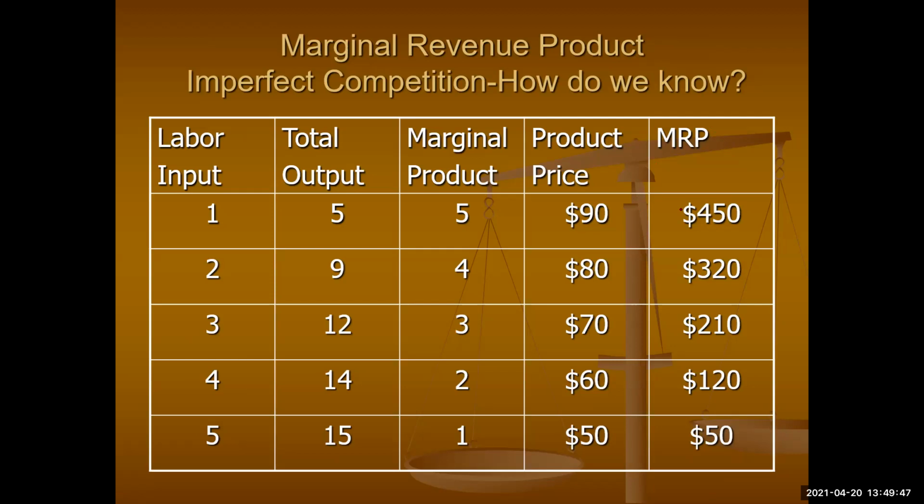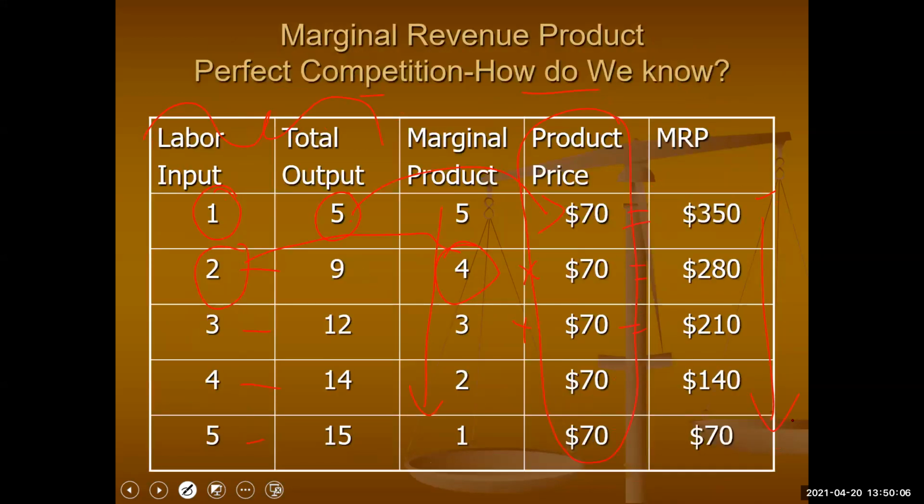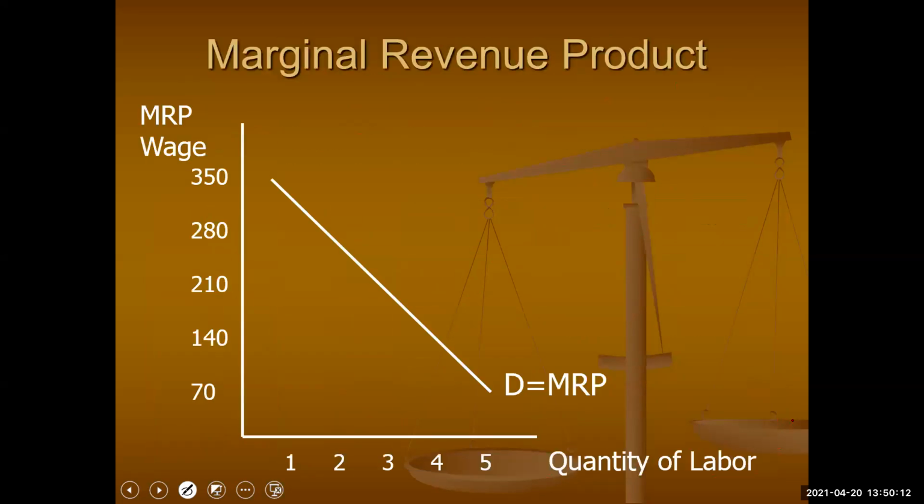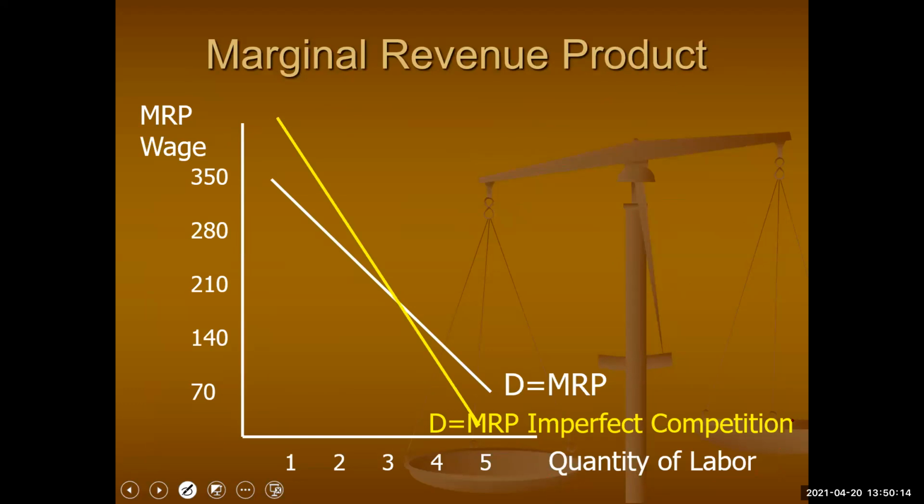Now, these first 3 columns are identical. This is imperfect competition. How do we know that? Because in order to sell more units, you've got to cut the price. Notice what happens to the marginal revenue product now. It goes from 450 to 50. Here it went from 350 to 70. So in essence, under imperfect competition, that demand curve is much steeper. In perfect competition, that demand curve is more elastic. In imperfect competition, it is more inelastic.